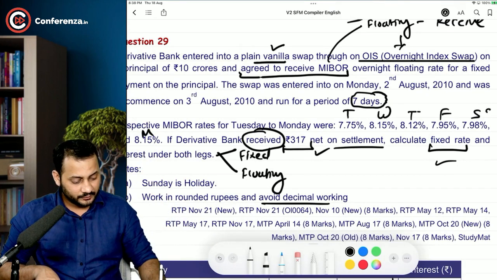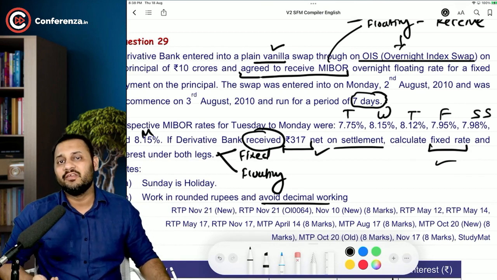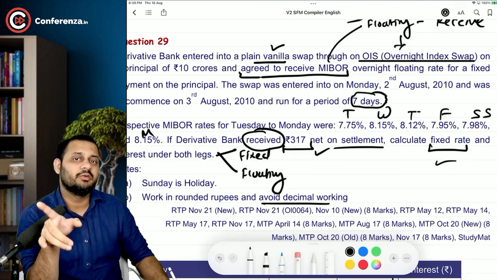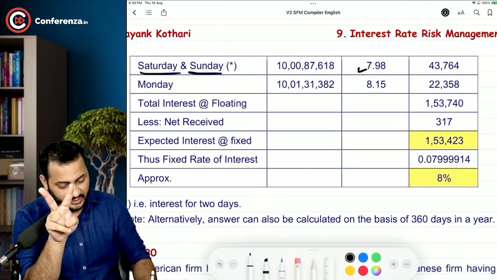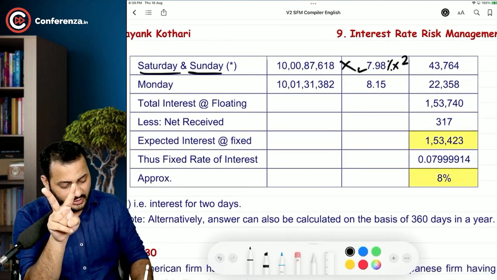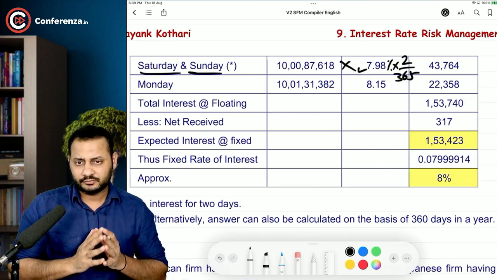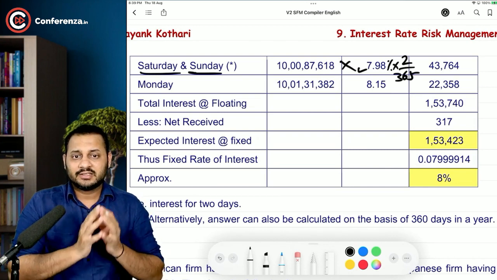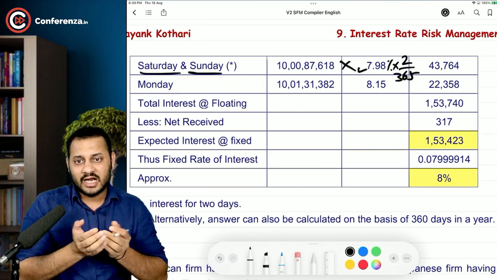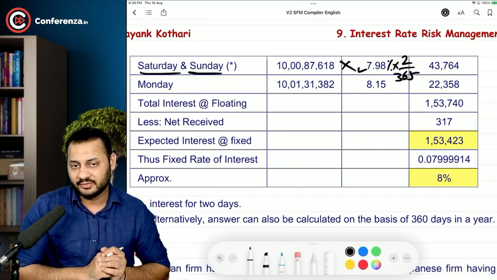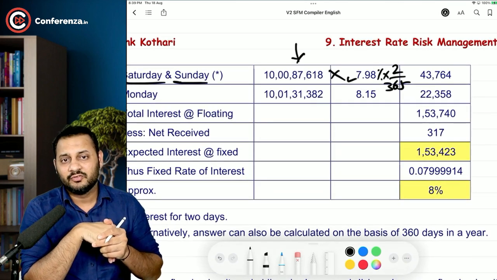What will happen? Because Sunday was a holiday, we are going to apply the same rate as the previous day. 7.98% will be applicable for Saturday and Sunday, so 2 days' calculation will happen on this date. Understand? Into this much percent multiplied by 2 by 365, because 2 days' calculation will happen. Now you might agree there is some mistake in that. Saturday's compounded value is not considered. When you multiply by 2 by 365, Saturday's compounded value for Sunday is not considered. In fact, for Sunday, Friday's value is considered.